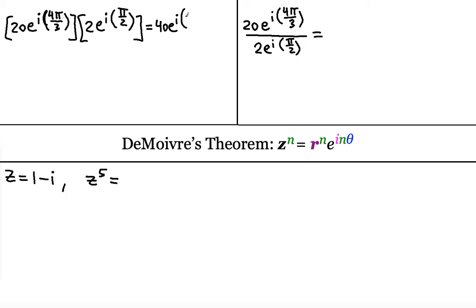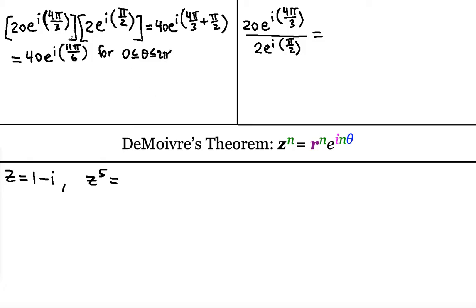Okay, so 4 pi over 3 plus pi over 2. Okay, so what that gives us is 40e to the i 11 pi over 6. Now keep in mind that this result is only valid when the theta, or the argument, lies between 0 and 2 pi.